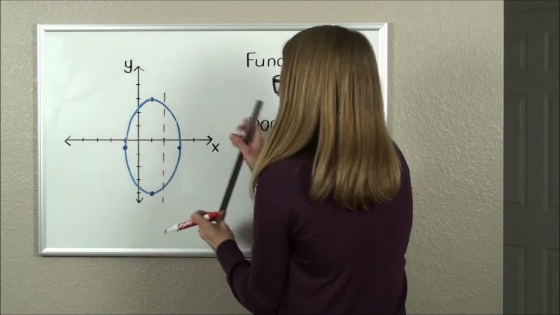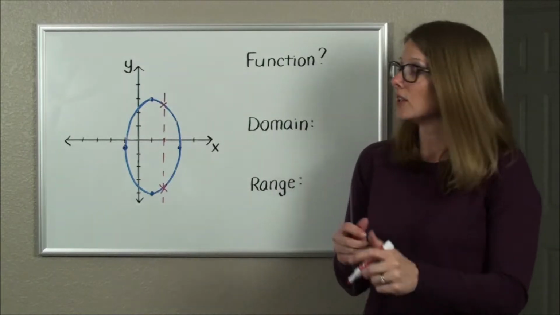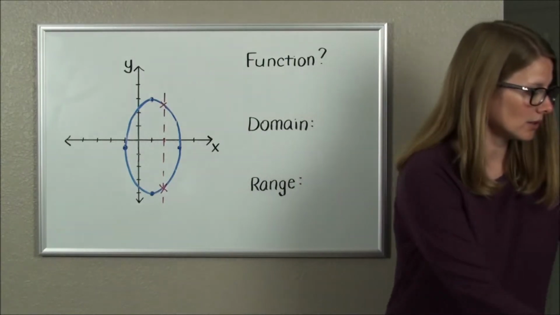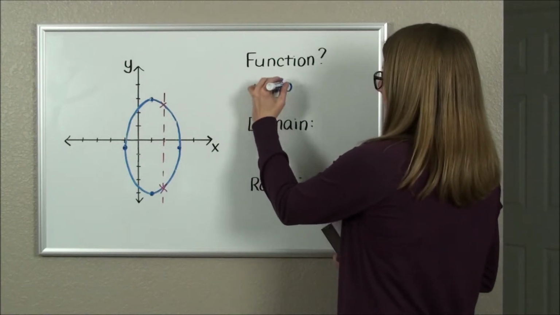So here's an example of a vertical line that would hit the ellipse in 2 different locations. So this is another example, like the circle, of a graph that is not a function.